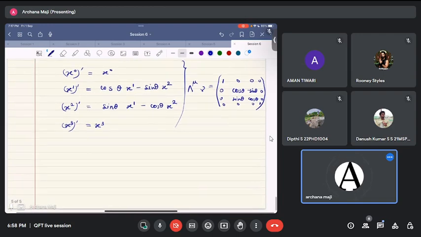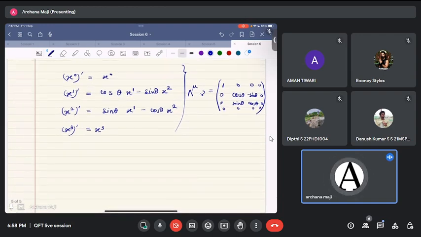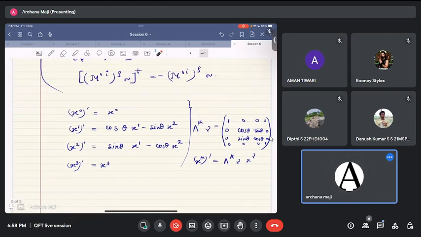Okay, so again this is nothing but x mu prime is equal to lambda mu nu x nu, and this lambda mu nu corresponds to rotation about the x1 x2 plane.